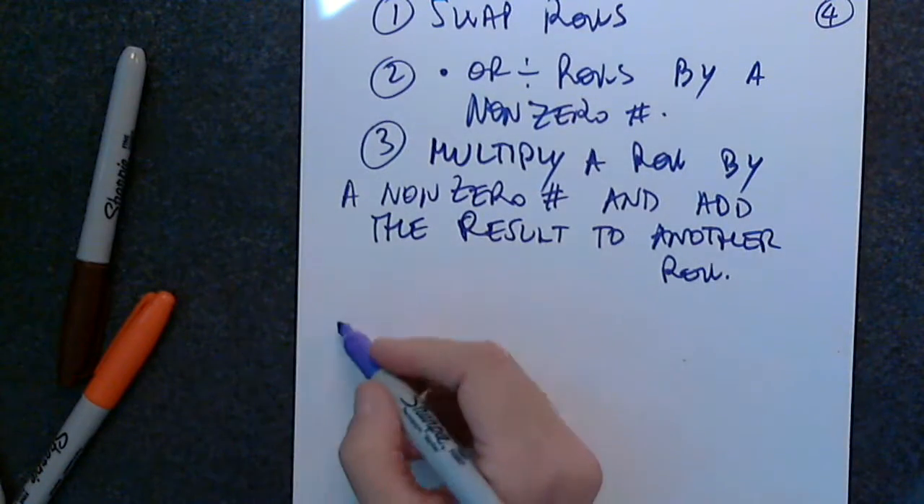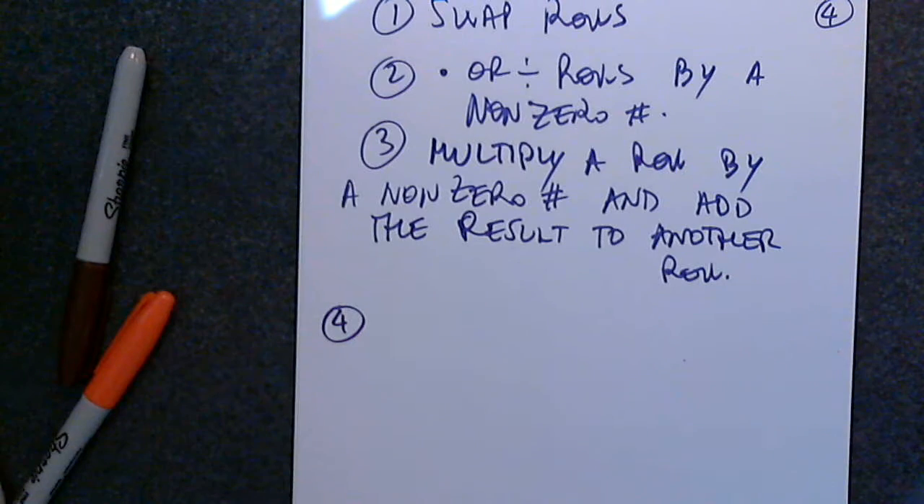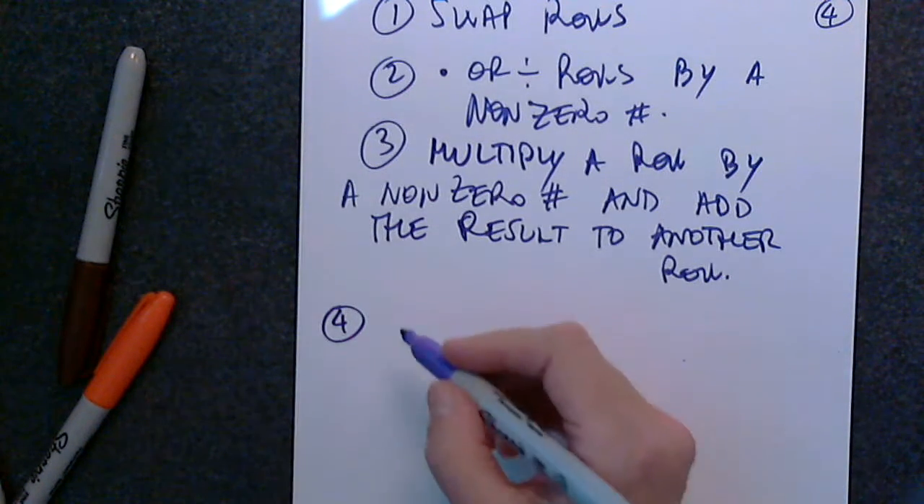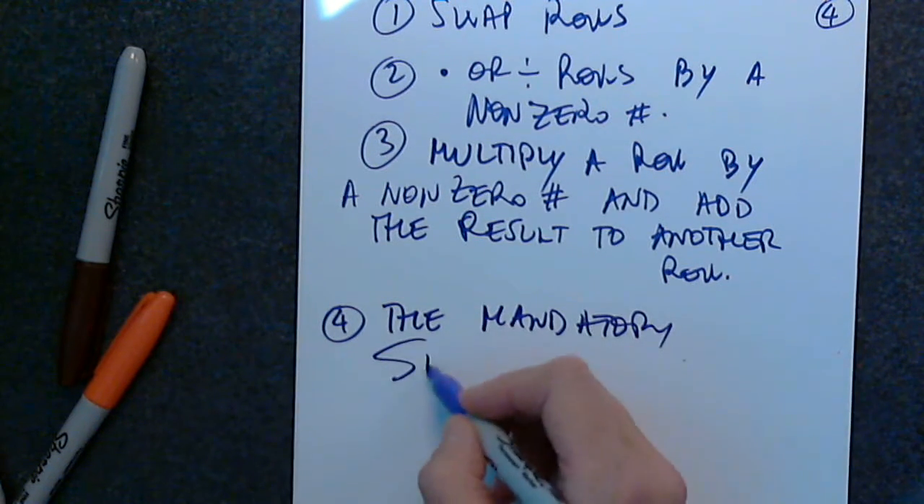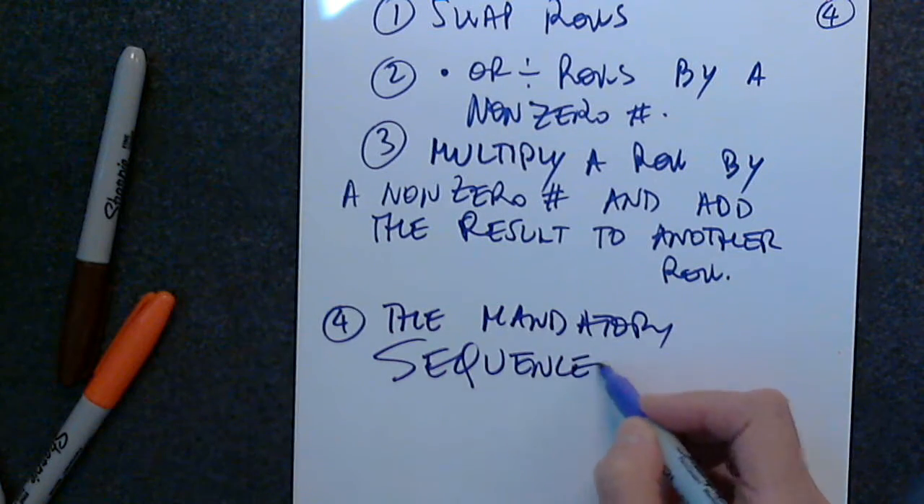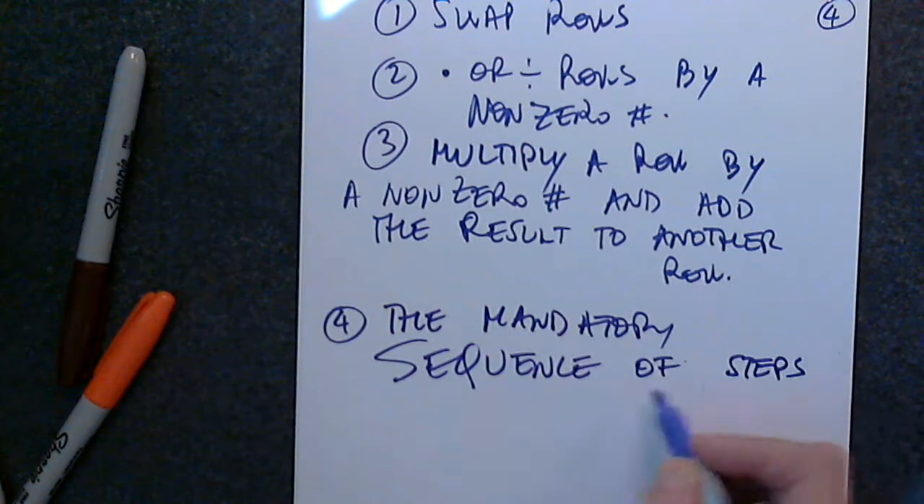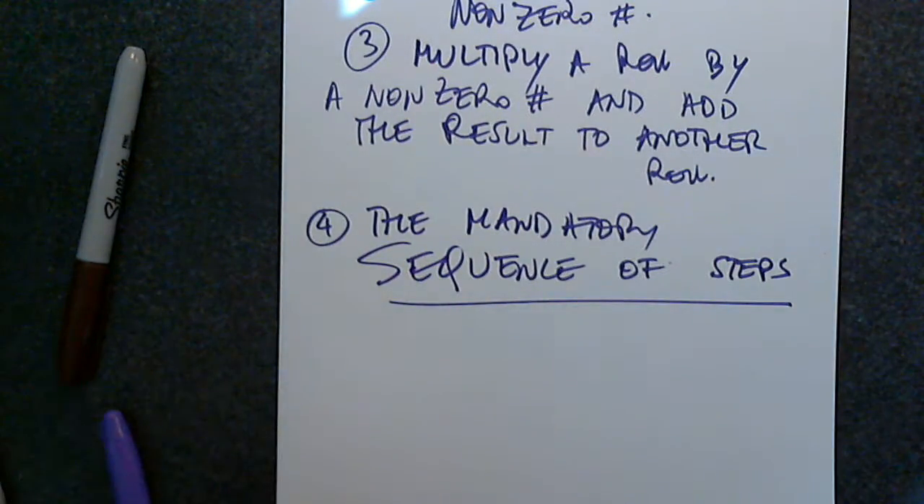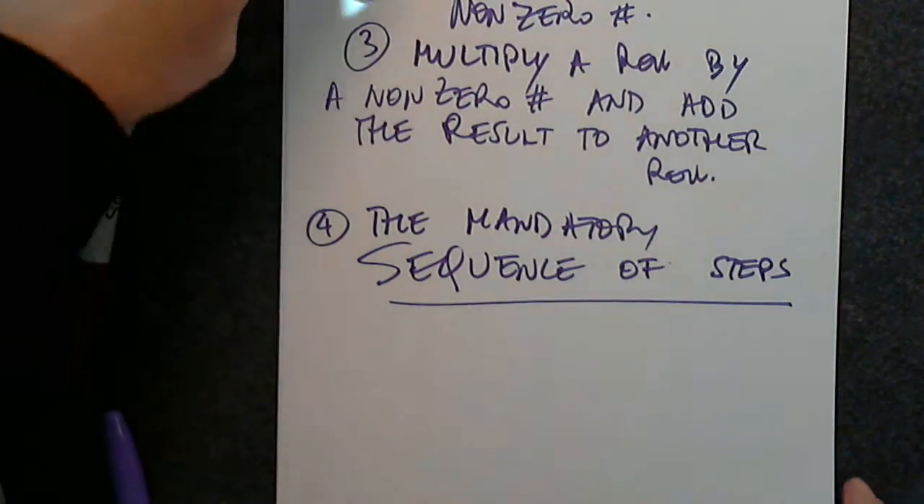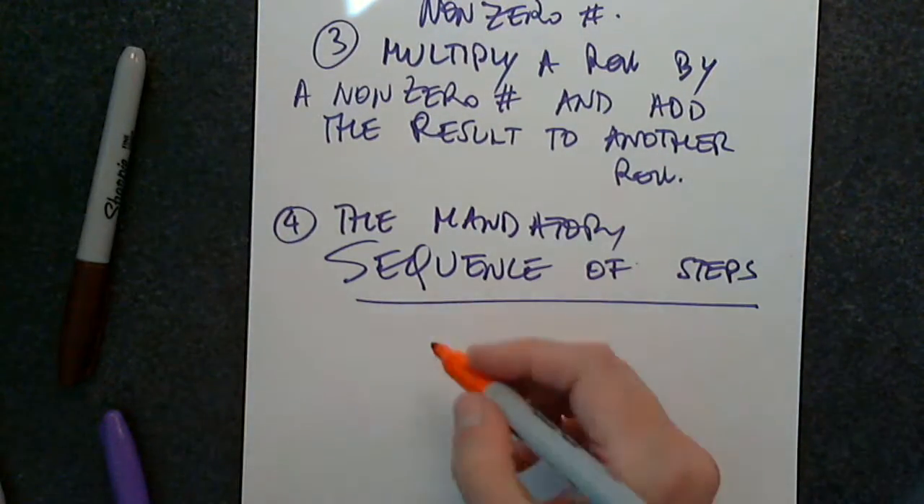Now, number 4, before we start the method. The mandatory sequence of steps. If you deviate from the mandatory sequence of steps, you will not solve. So here is the sequence of steps. Ready? Okay, 25 minutes I needed just to go to step 4. I haven't even started the method.